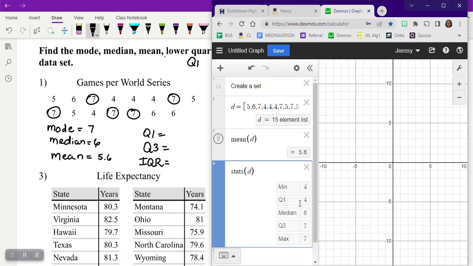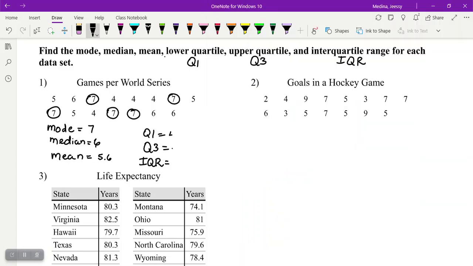All right, so Q1 is equal to 4. Q3 is equal to 7. All right, and then for the IQR, all you have to do is do Q3 subtract Q1. So in this case, it's 7 minus 4, and it's going to equal 3. So these should have been the answers. And notice that because I was explaining what I was doing, that's why it took me a little bit longer to get the answers. Now, I'm going to do the same thing for the next one.